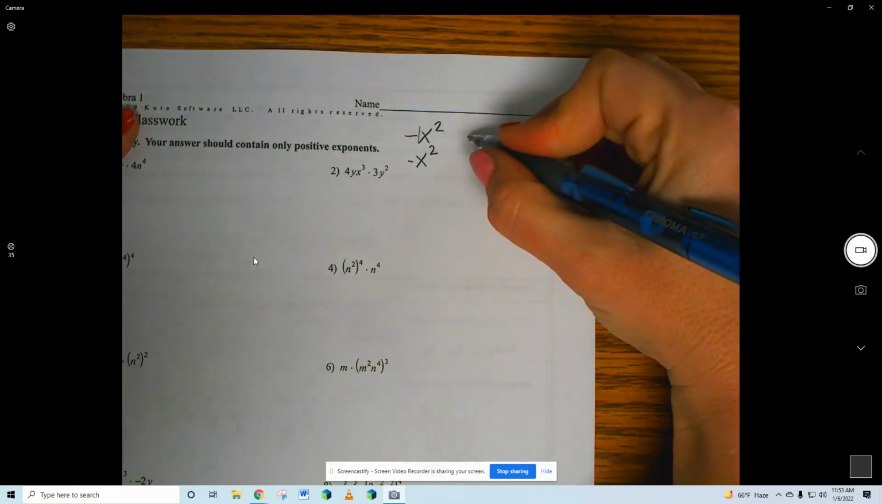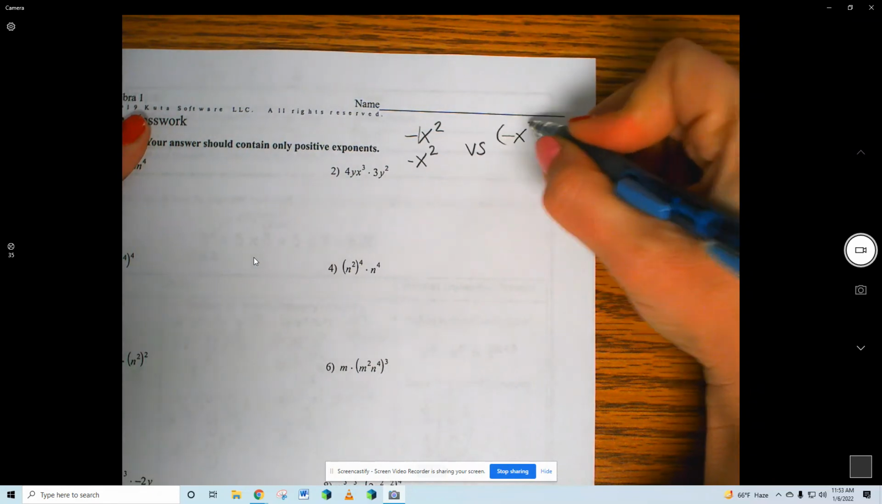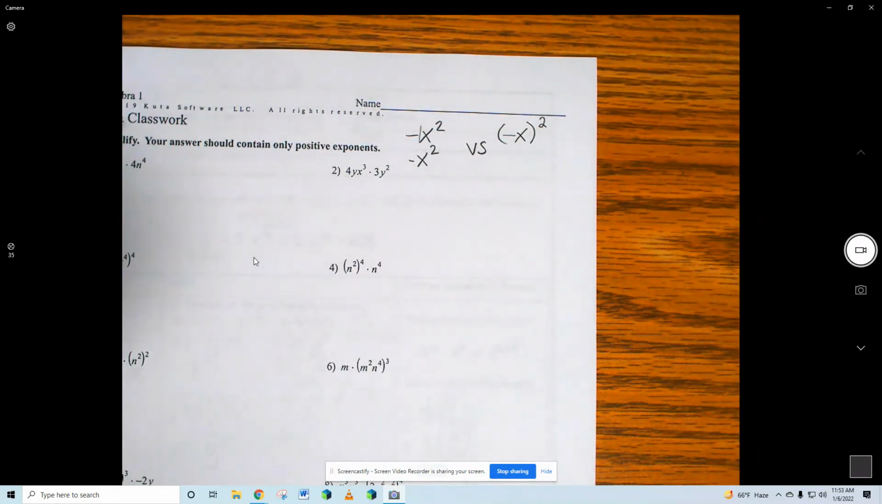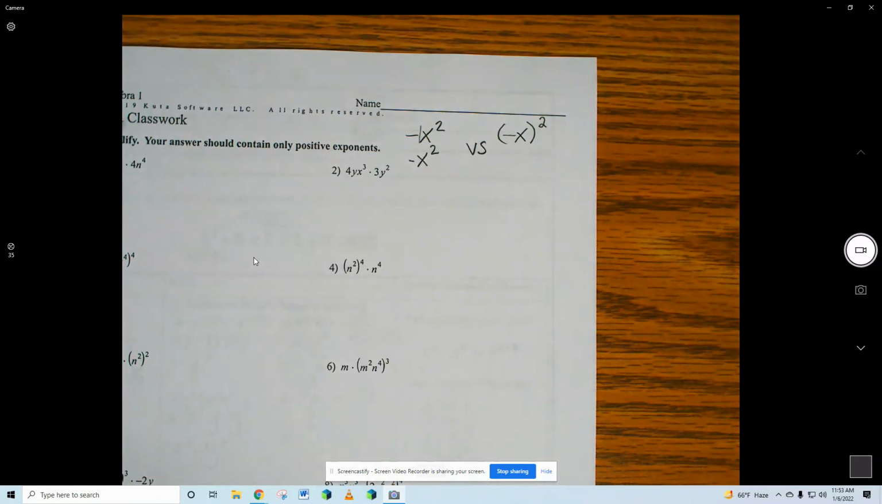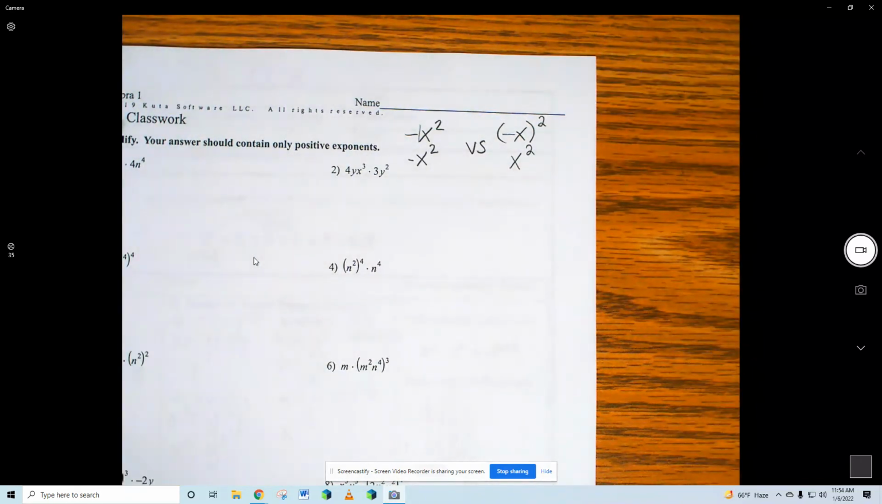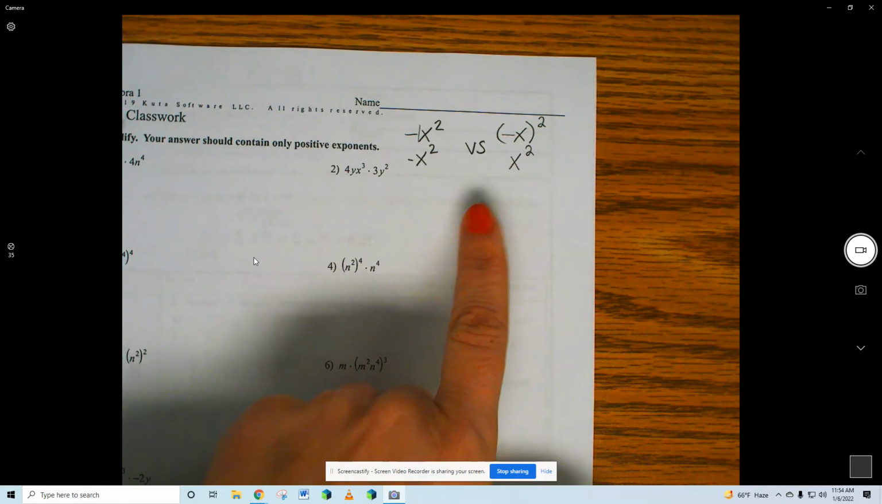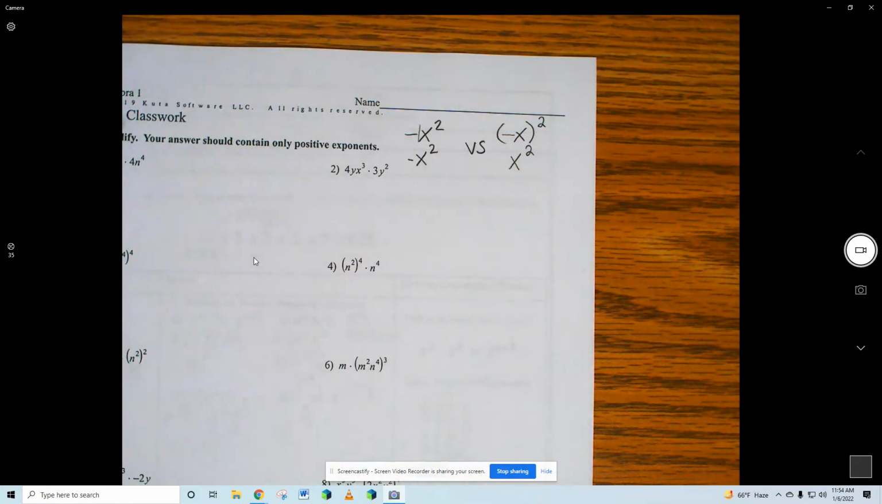When it's in parentheses, negative x squared means negative x times negative x, that becomes positive x squared. These two are different. When it's in parentheses, that means I have to go negative x times negative x. Negative times a negative is a positive. Okay, this is important in the corner of your paper. You need to know this. Let's do number 9.